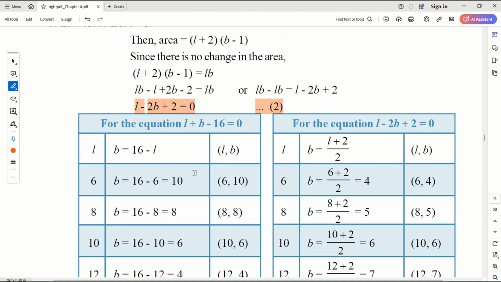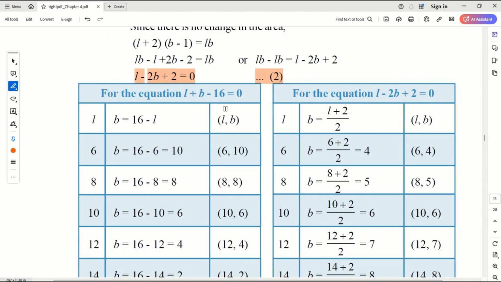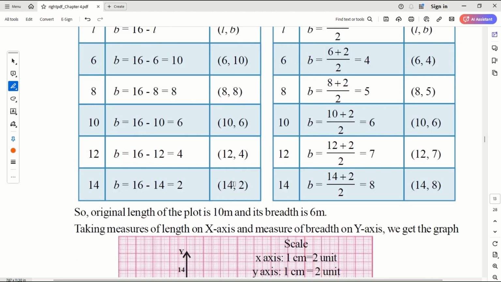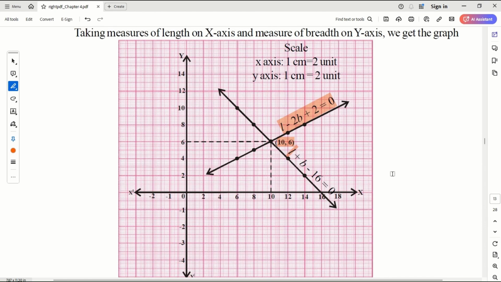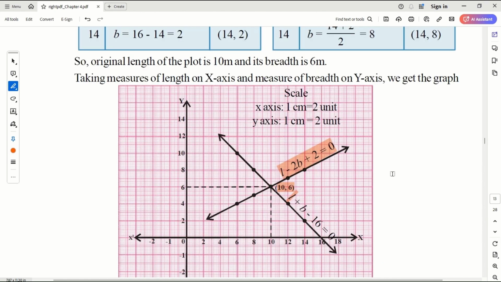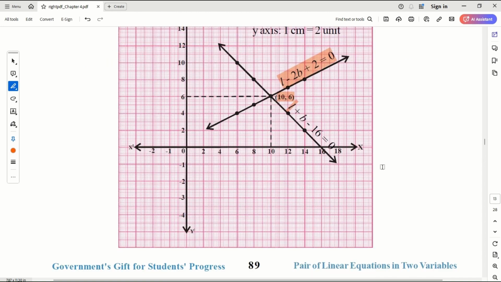Okay, second equation is there. Same way, you draw the graphs, draw a table for each equation, find 2 points and draw the graph. So the graph, if you look at, they are intersecting at 10 comma 6. Okay, they're intersecting at 10 comma 6, and 10 is length, and 6 is the breadth.